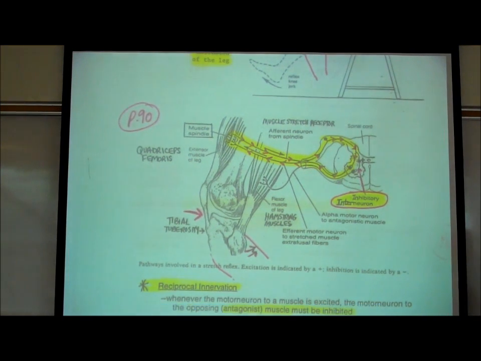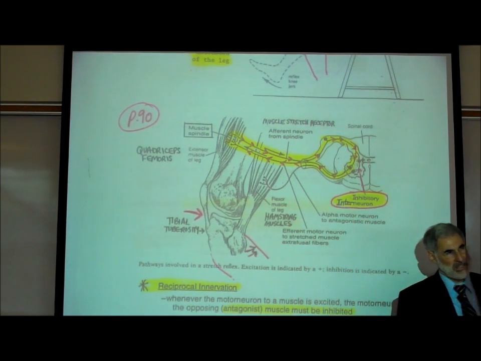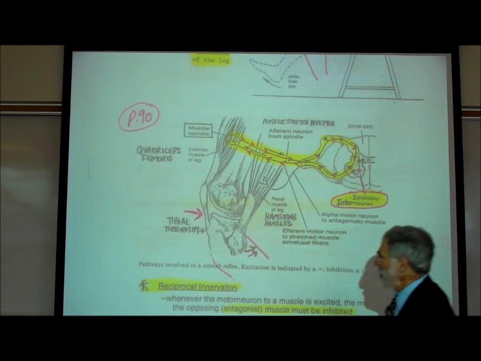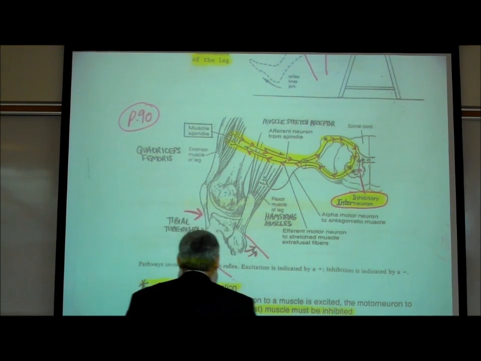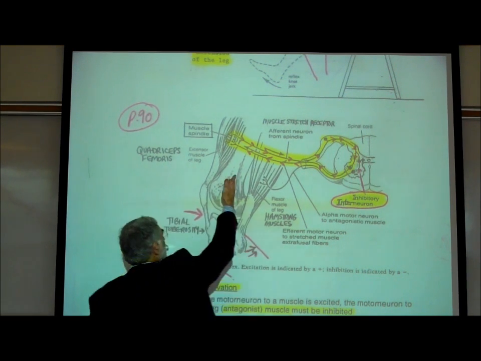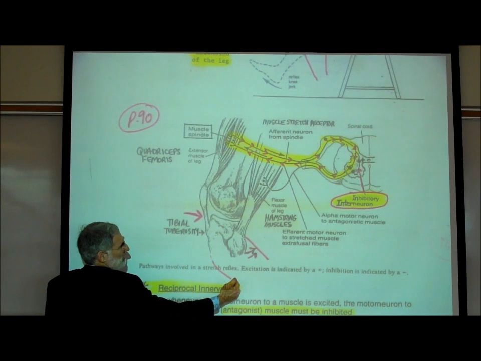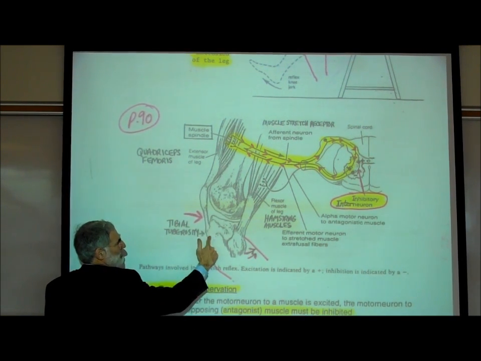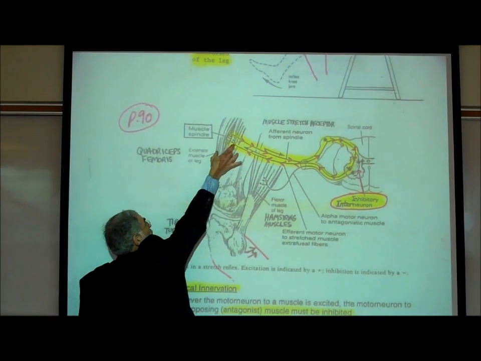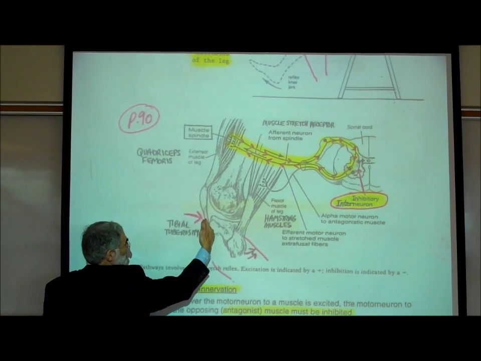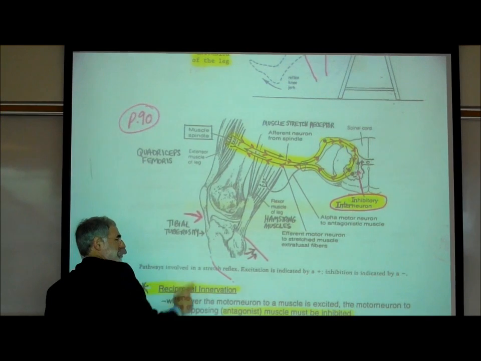Now, another facet of this, let's look right below. This gives us a little bit more detail of this anti-gravity stretch reflex. So, just reviewing the anatomy. This is the knee, right? Here's the femur, here's the tibia, here's the tibiotuberosity. This is the quadriceps femoris muscle. Here's the tendon of insertion, and it inserts right at the tibiotuberosity.